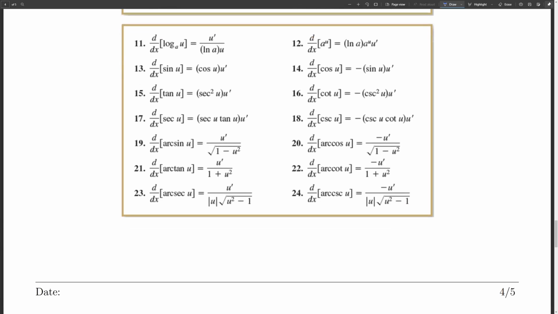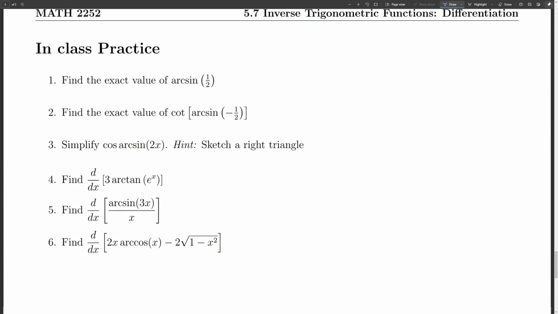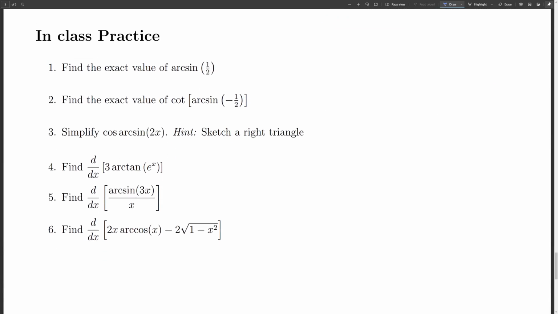So what I will do now is I will write down the answers of the in-class practice problems. So this is basically your unofficial homework, and I will then upload those answers to D2L.